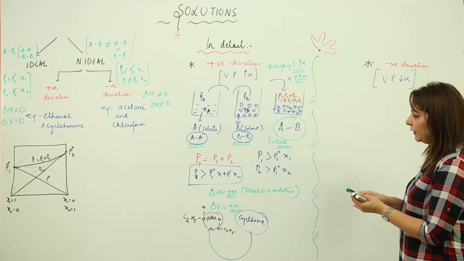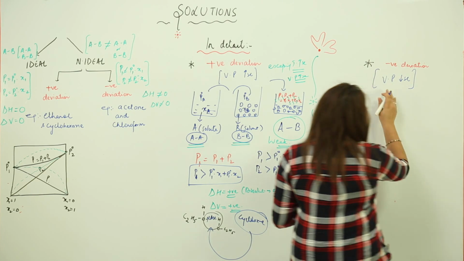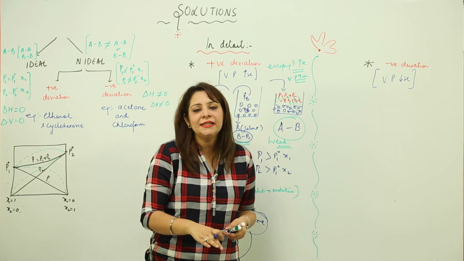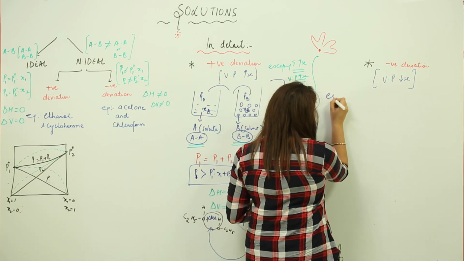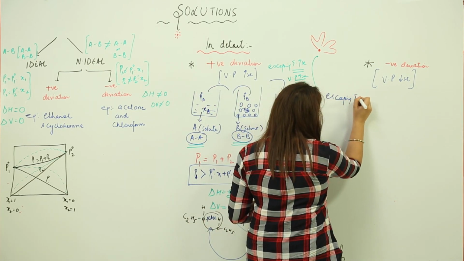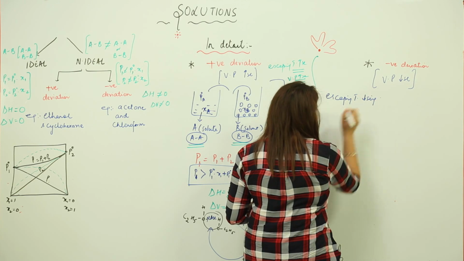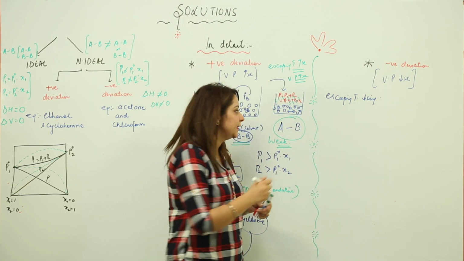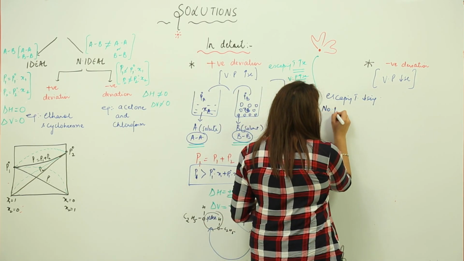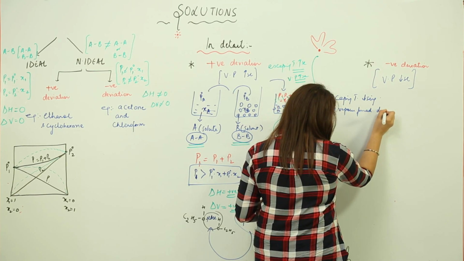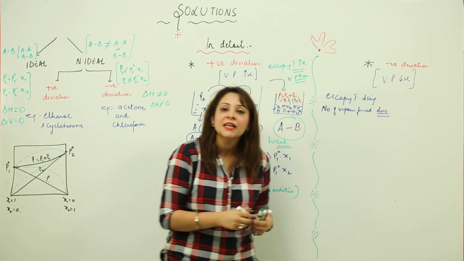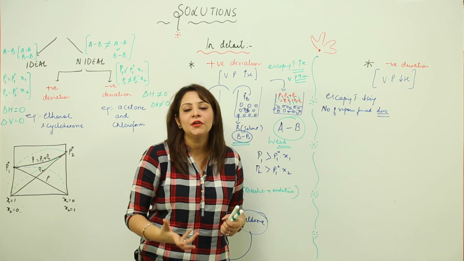Now what happens in negative deviation? In this, the vapor pressure is decreasing if we compare it with the ideal solution. Vapor pressure decreasing means escaping tendency is decreasing, or you can say the number of vapors formed is less. What can be the reason?